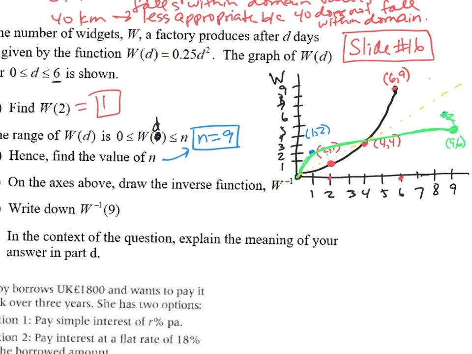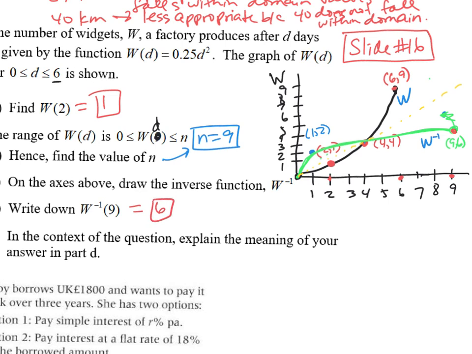Then we're going to write down w inverse of 9. So if this is the graph of w, this is the graph of w inverse. So w inverse of 9 would be the output when your input is 9, so that's going to be 6. So w inverse of 9 equals 6, okay?